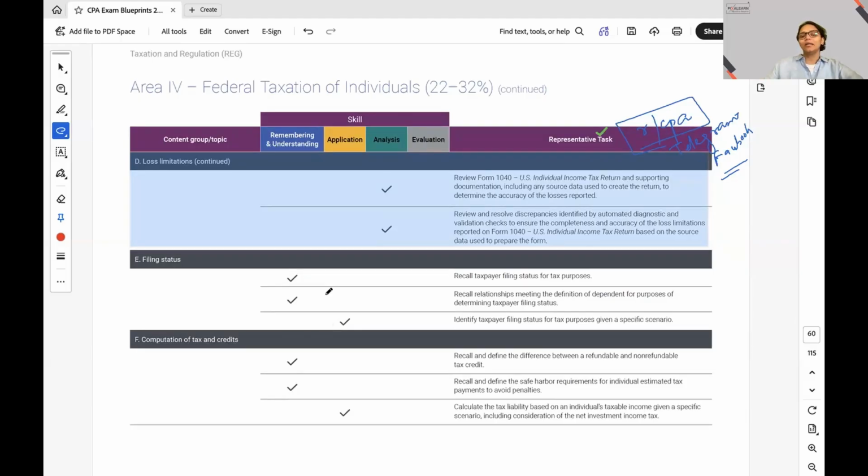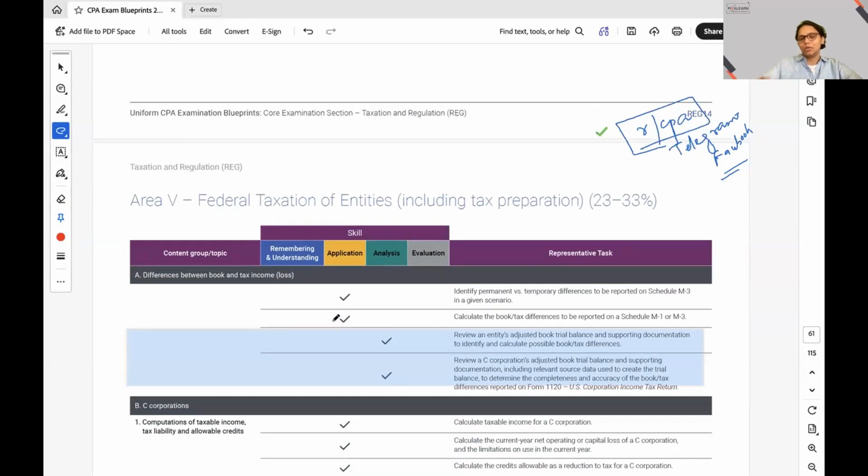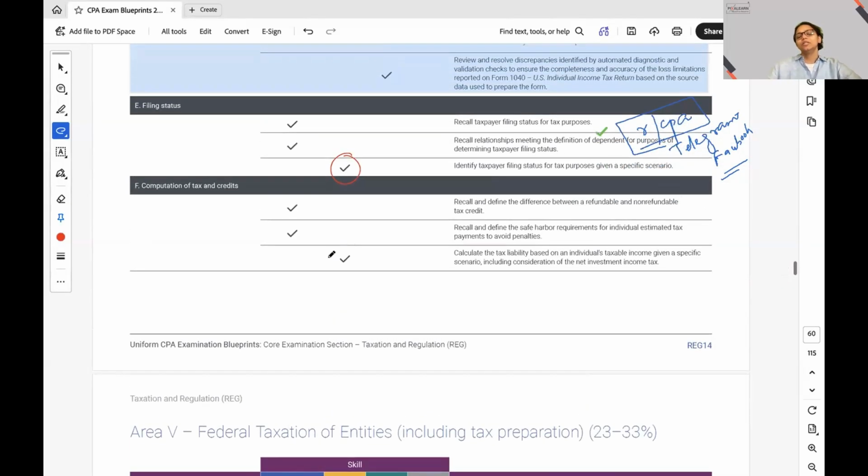But again, when you look at filing status, at the max, they will give you an application question. They're not going to give you any more questions. Credits, at the max, they're going to give you application questions. They're not going to give you more than this. So these are topics where we are going to give more coverage, but we're not going to dig too deep for the Sims level because it's not needed for the Sims level.